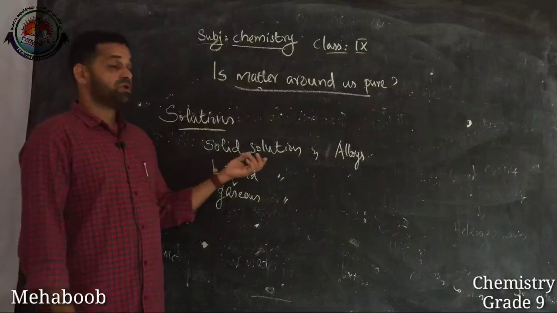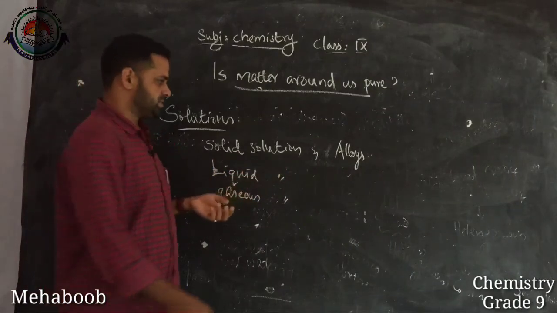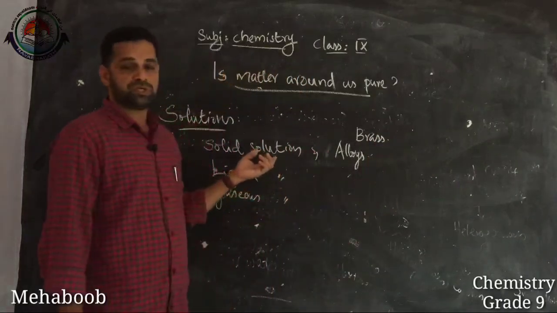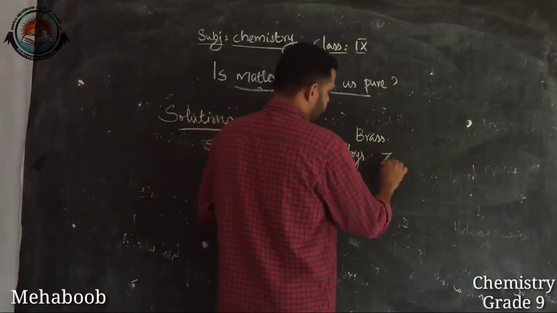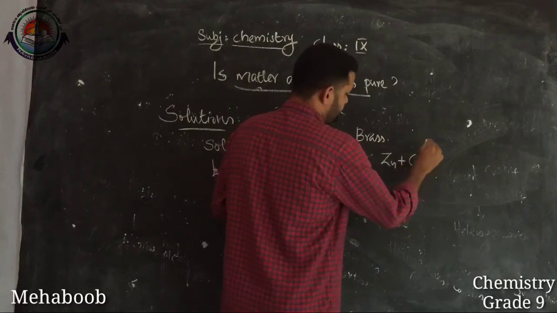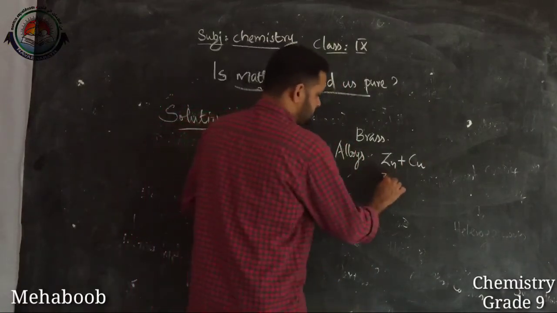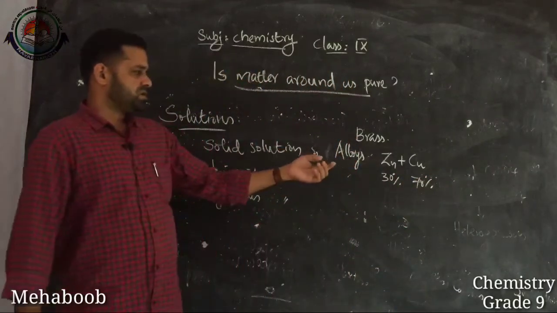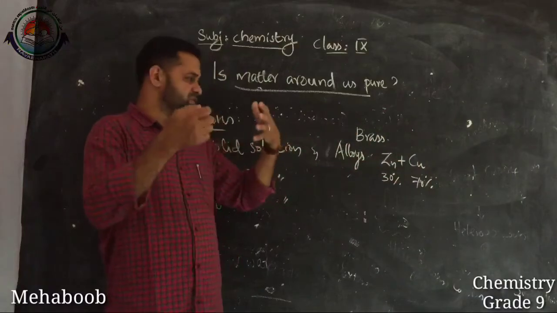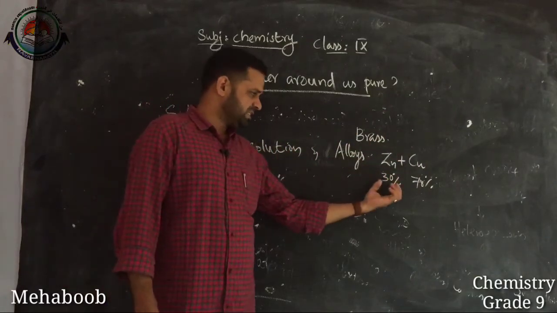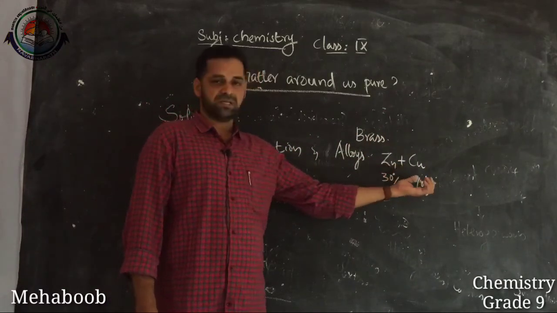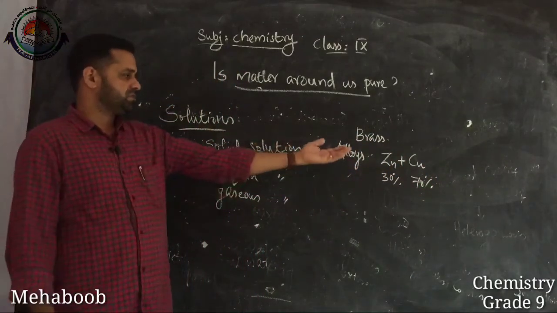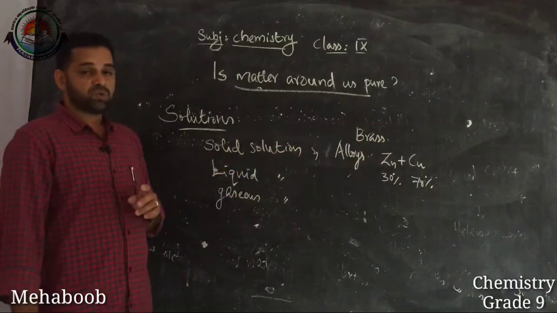Alloys are examples of solid solutions, because you have heard about brass. What is brass? Brass is an example of a solid solution. Brass is a mixture of zinc and copper. Zinc is 30% and copper is 70%. That is called brass. So both are solids, they mixed uniformly, but here we have taken only 30% zinc and the remaining 70% is copper. They are mixed uniformly, and that is why it is called brass, and it is an example of a solid solution.